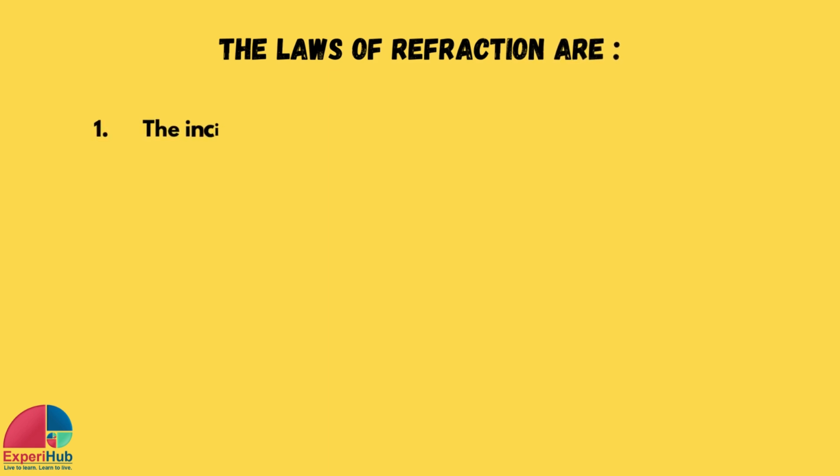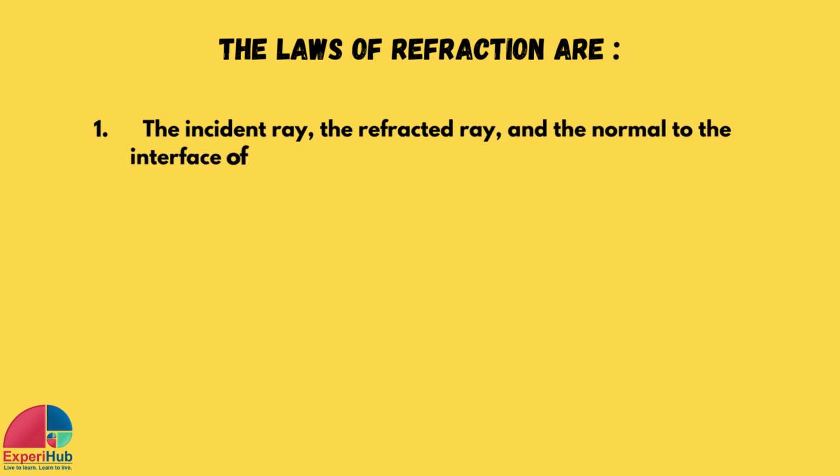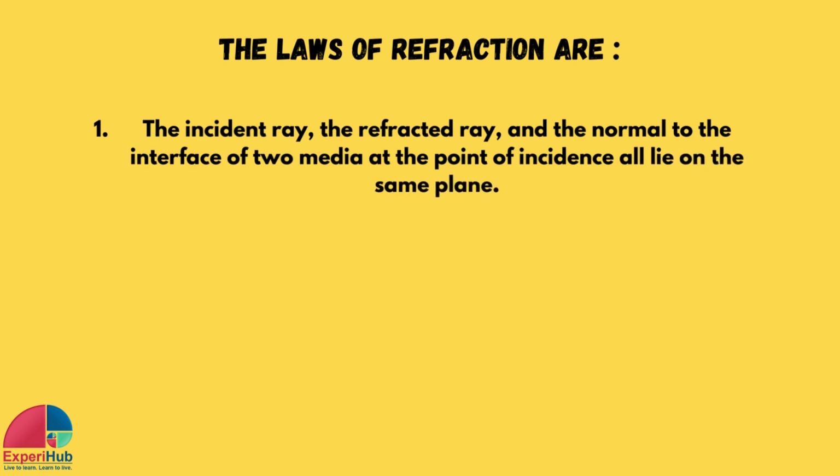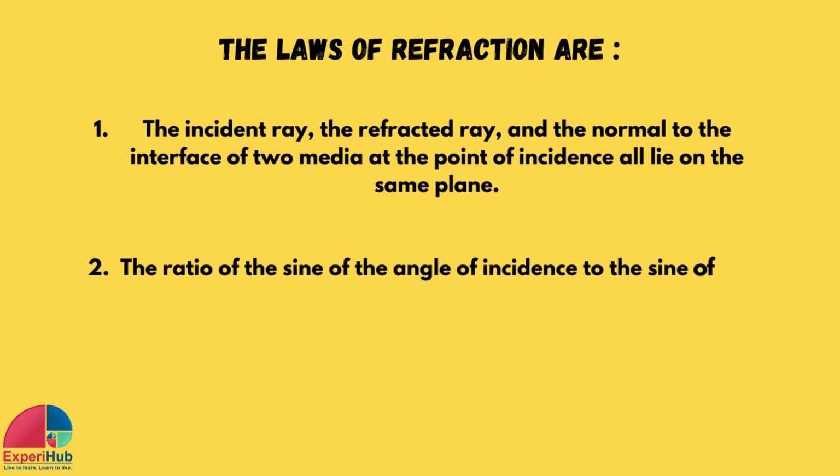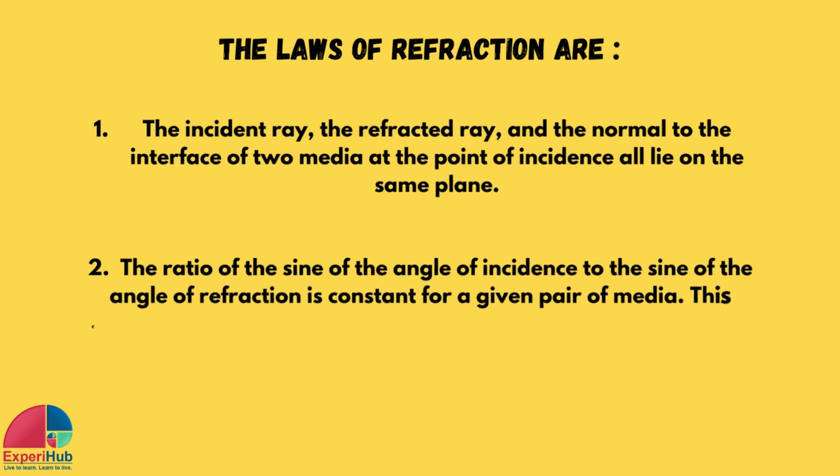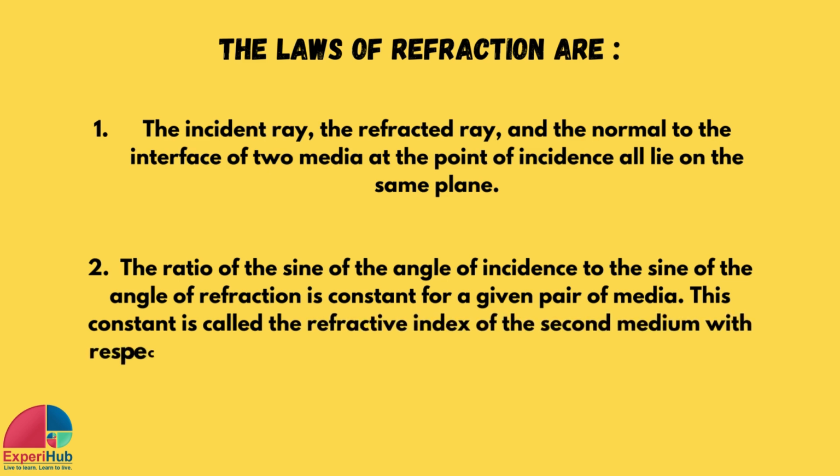First, the incident ray, the refracted ray, and the normal to the interface of two media at the point of incidence all lie on the same plane. Second, the ratio of the sine of the angle of incidence to the sine of the angle of refraction is constant for a given pair of media. This constant is called the refractive index of the second medium with respect to the first medium. This law is also known as Snell's Law of refraction.